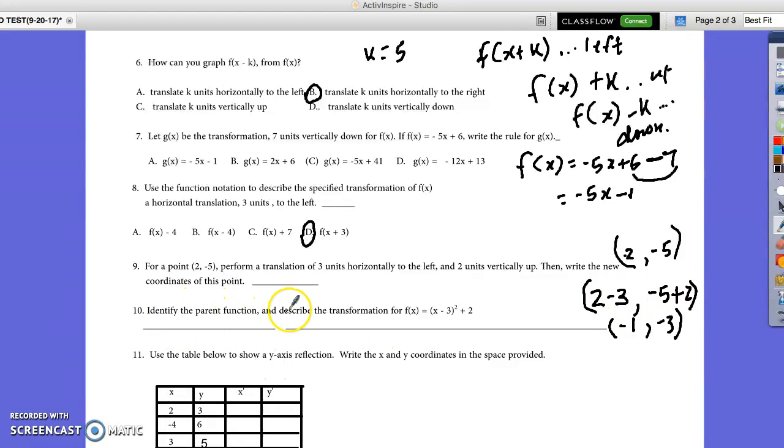This one, identify the parent function. First of all, parent function, from what? Which parent are we coming from? Oh, you see x squared here? So this would give you what? This would be quadratic.